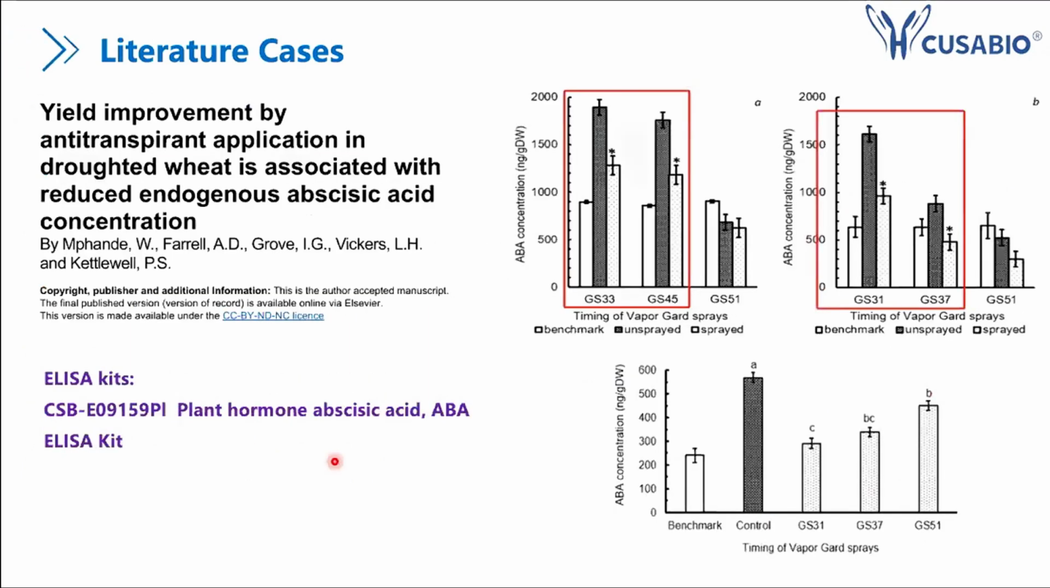And the next case is about a plant study. So in this paper, the researchers used the ELISA kit, the ABA ELISA kit, to determine the endogenous ABA concentration within different growth stage. And also they are testing the mechanism of the drought stress amelioration with this tool. So I think they have a very good experience with this ABA ELISA kit.